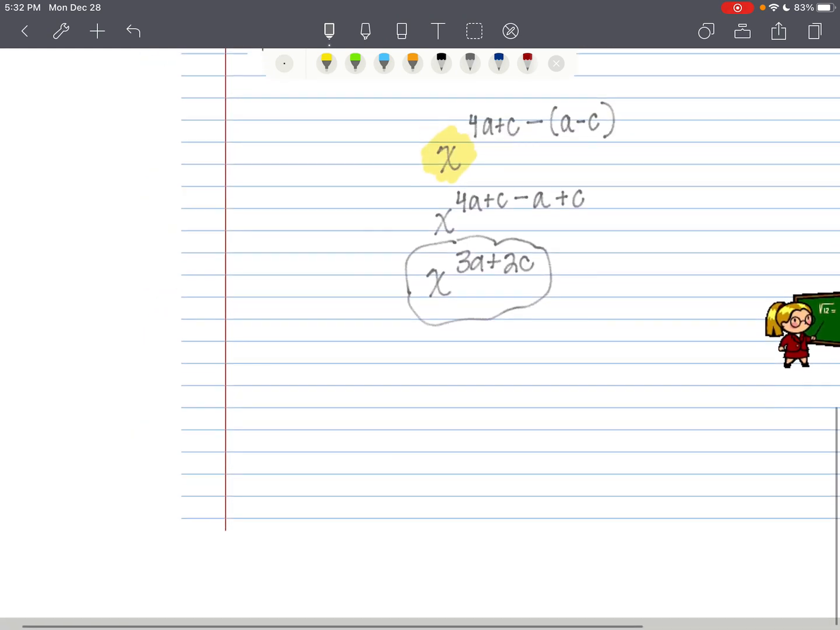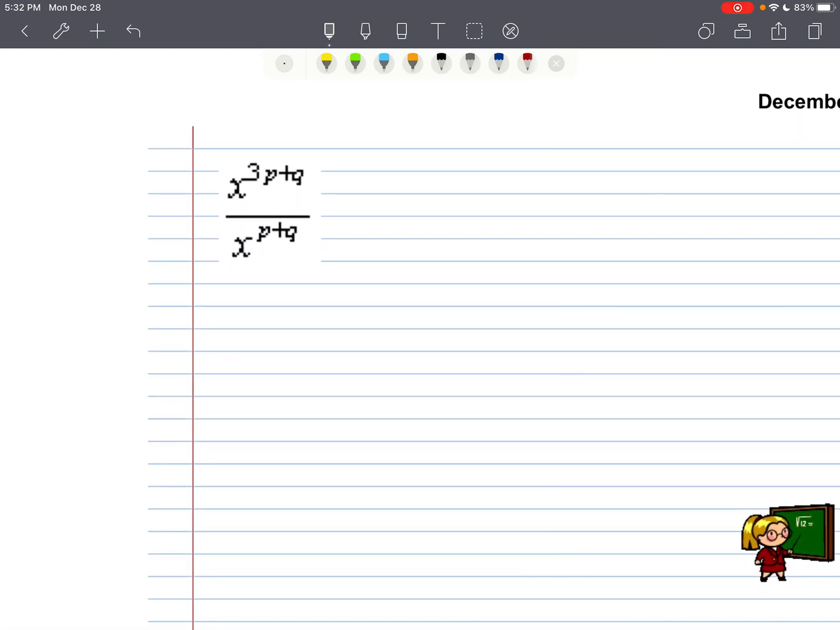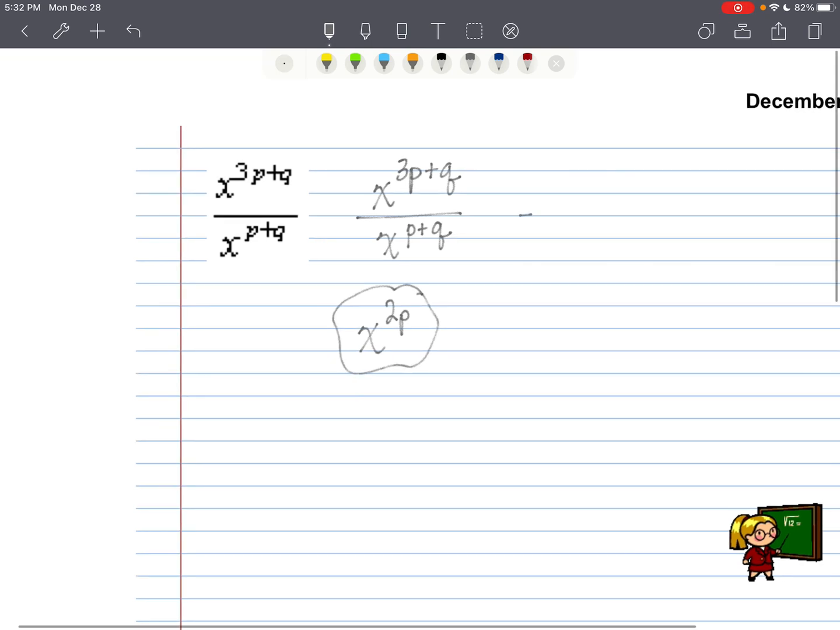Okay, here's one for you to try. Then we're going to move on to some prime factoring. Go ahead and press play when you're ready to reveal the answer. Let me rewrite this for you in case you can't see that. x raised to the 3p plus q over x to the p plus q. And the answer is x raised to the 2p power.